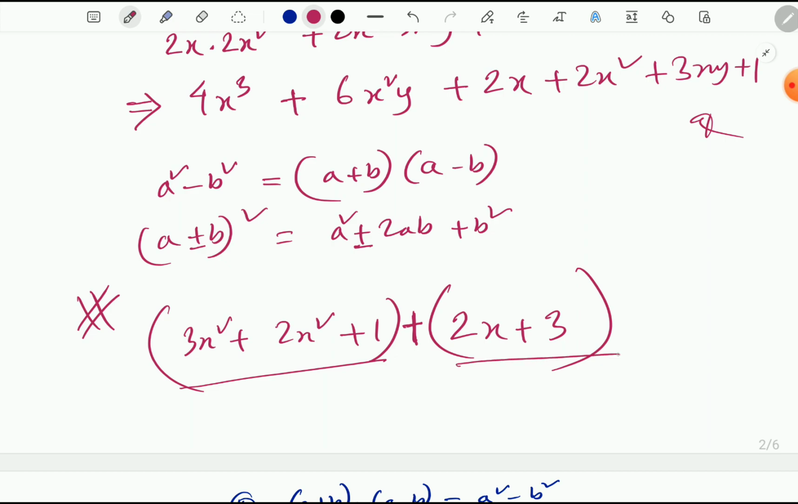And if we look for common terms, if some terms are same, then we can add them. For example, it's better to write here this way. Let's see here, 3x square, we cannot modify it, but we can see here 2x and here also a 2x, so we can write 4x plus 1 and 3, 4. So this is our answer.